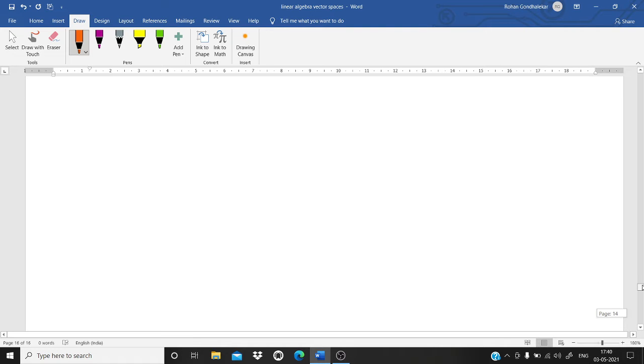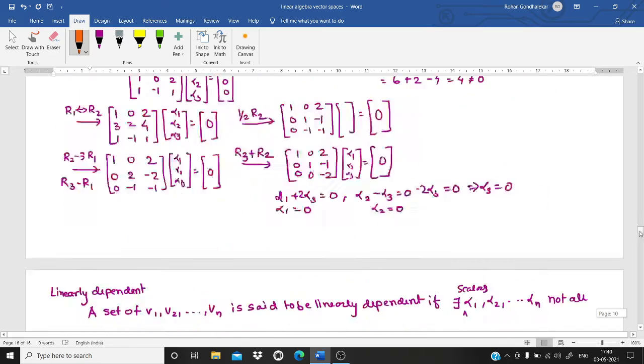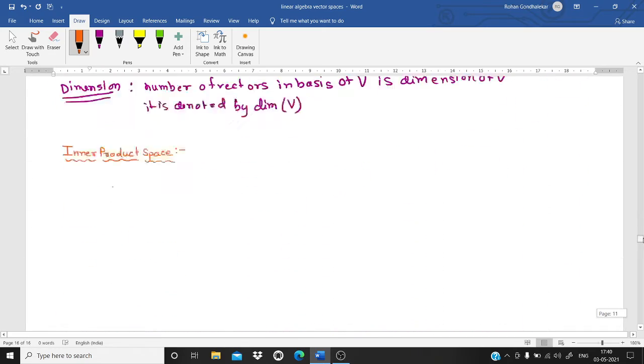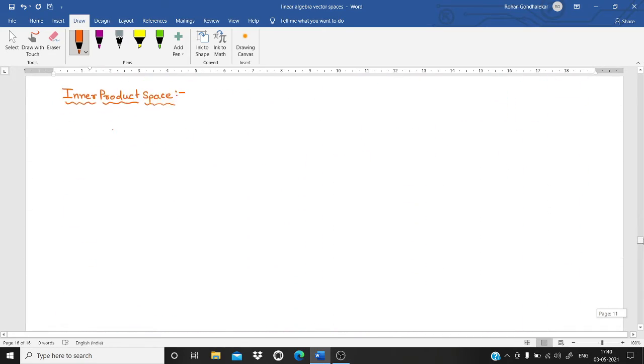In the previous lecture we have discussed the basis set, mainly the linear combination, linear independence, linear dependence and the basis. Now our goal is to reach up to orthogonal basis. So before we proceed further, I'd like to discuss a few concepts which are very important in that way. The first one is the inner product space.